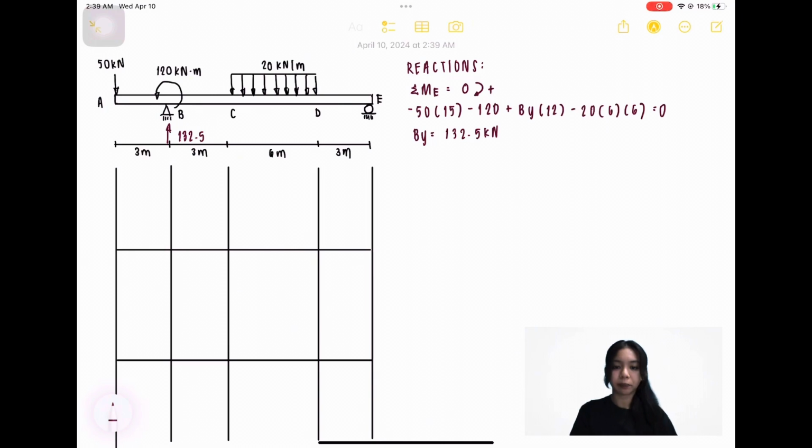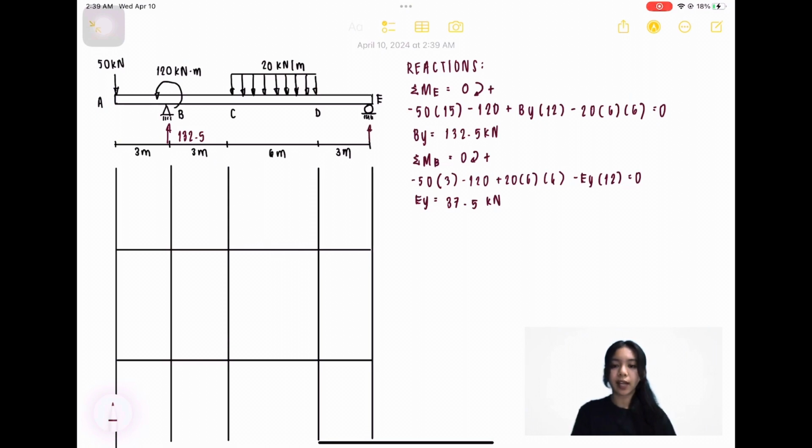Now that we've solved the reaction at By, isa na lang ang hinahanap, which is the reaction at Ey. Para makuha natin ang reaction sa E, kailangan nating mag-moment sa B. First, since counterclockwise ulit ang direction ng A, it will be negative 50 times 3, minus the counterclockwise couple moment 120, plus the 20 times 6 times 6 again, just like what we did previously. But this time, it is positive kasi clockwise ang direction niya. Minus Ey times 12 equals 0. Ey is equal to, the answer is 37.5 kilonewtons. Parehas ba tayo ng nakuha?